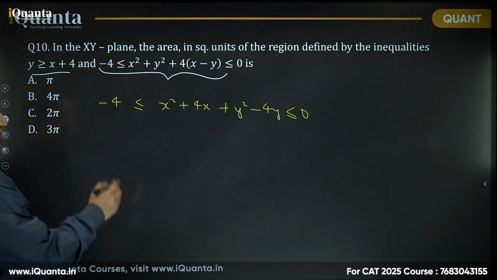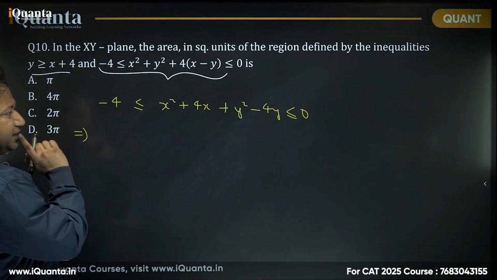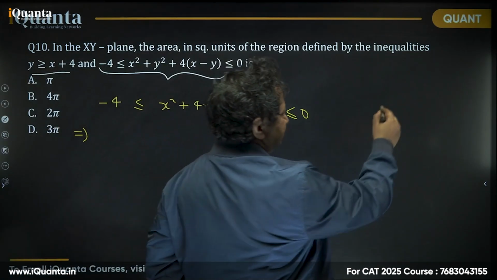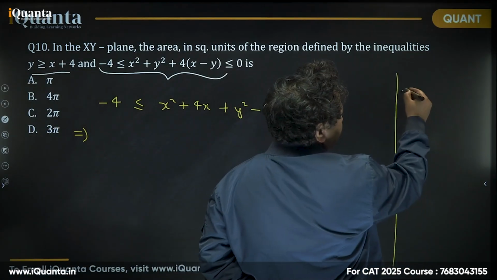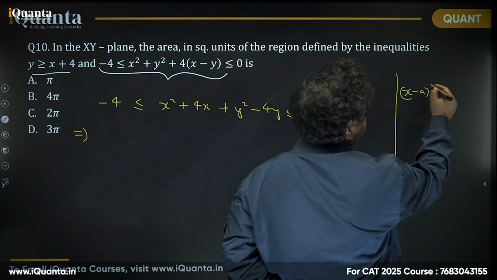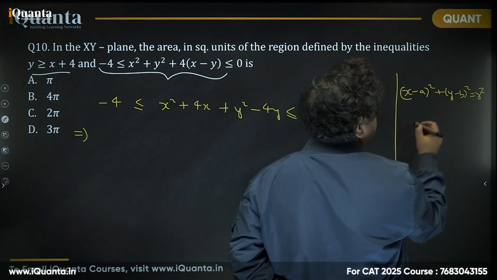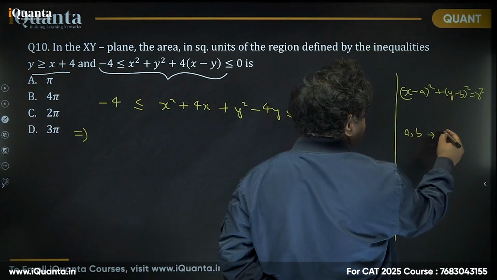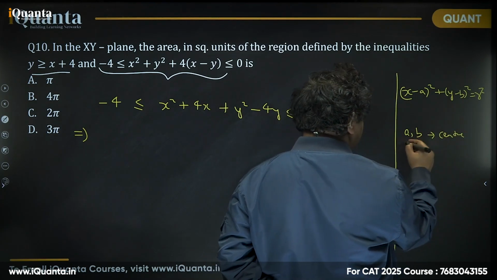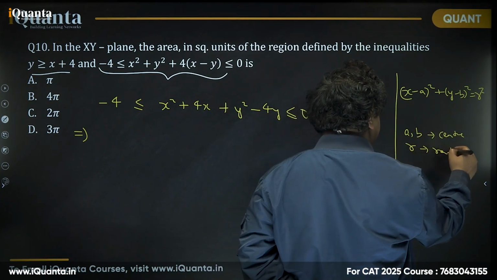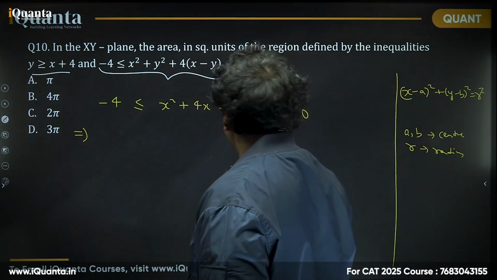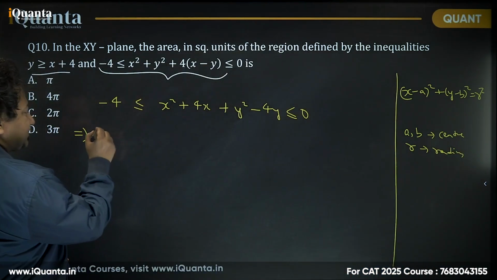Alright, once we have done that, can I try to do something over here? By the way, the equation of a circle looks like this: x minus a whole square plus y minus b whole square is equal to r square, where a comma b becomes the center and r becomes the radius. Cool. Let's try to do that.